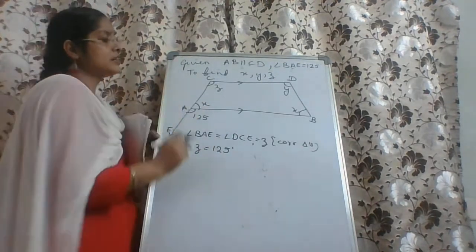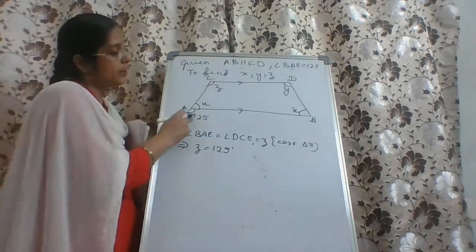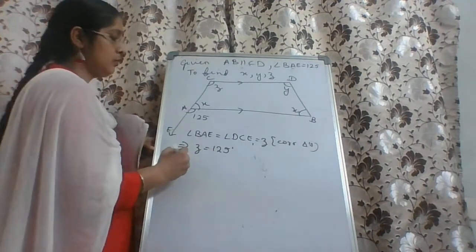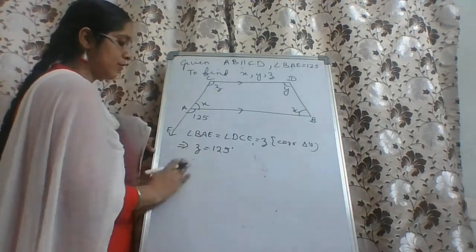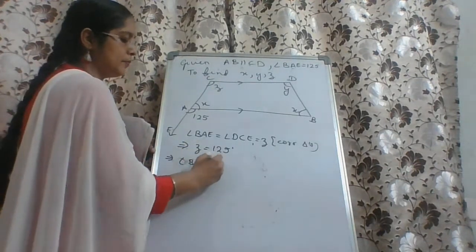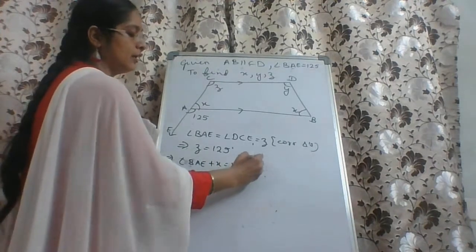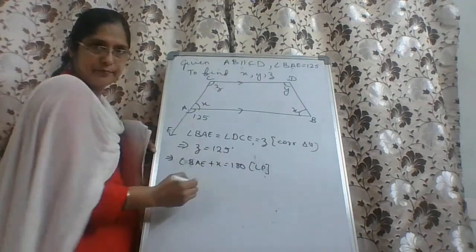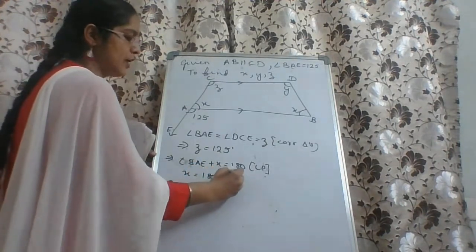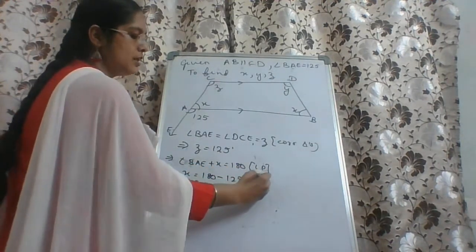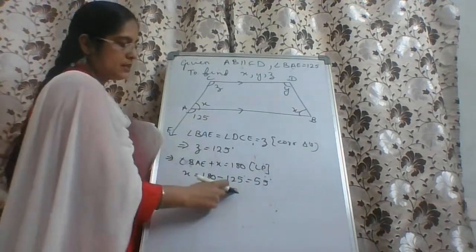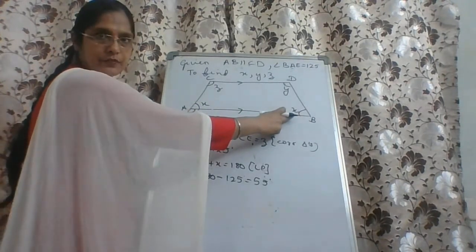Now, what is X equal to? Here 125 plus X is equal to 180 degree, linear pair. Or I can write angle BAE plus X equal to 180 degree, linear pair. So X is equal to 180 minus 125 degree, which is equal to 55 degree. If this is 55, this is also X, this is also 55.